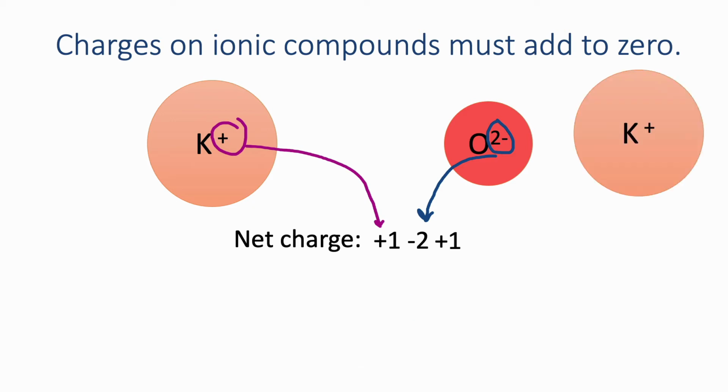So let's add another potassium, and that would add another +1 to our net charge calculation, and that would give us a net charge of 0. So we're going to write that as K2O. Now, one thing you'll notice as we write these is that we're always putting the cation first and the anion second, and there's a reason for that.